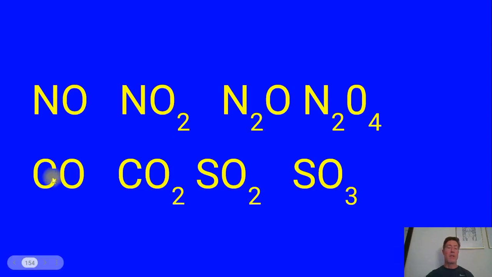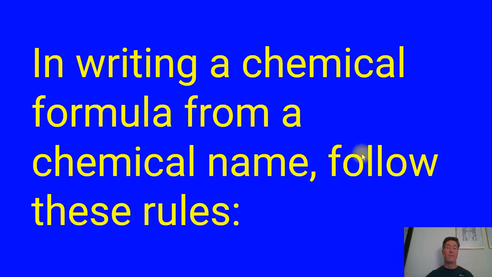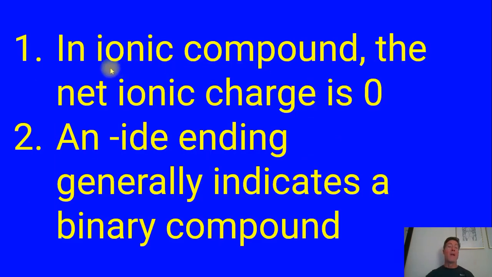So we can practice some of these. We've already seen this. So this would be sulfur dioxide, sulfur trioxide, dinitrogen tetroxide, and so on. Okay, so when writing a chemical formula from a chemical name, follow these rules. For ionic compounds, we have to balance the charges to 0. So the charge on the cations has to equal the charge on the anions. Remember that an "ide" ending generally indicates a binary compound.